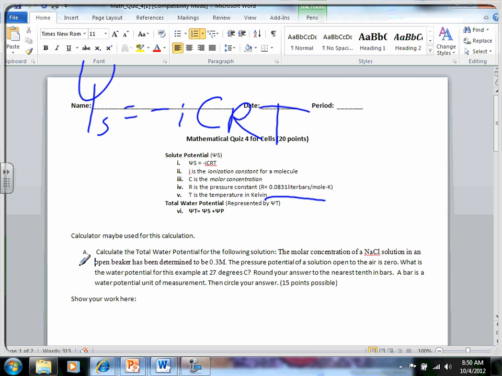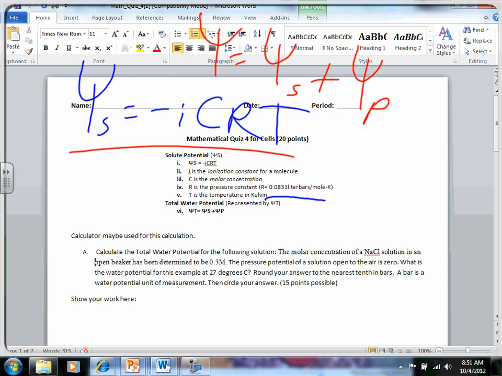So let's look at how this problem would work. Calculate the total water potential for the following solution. The molar concentration of a sodium chloride solution in an open beaker has been determined to be 0.3. The pressure of the solution open to the air is 0, so the pressure part of the water potential is 0. We know that the total water potential is the solute potential plus the pressure potential. They're telling us the pressure is 0, so the water potential is going to be whatever the solute potential is. So now we're going to use this equation and find the solute potential.